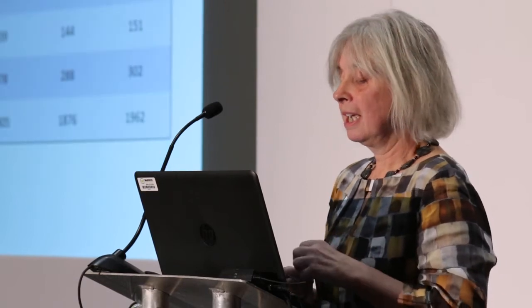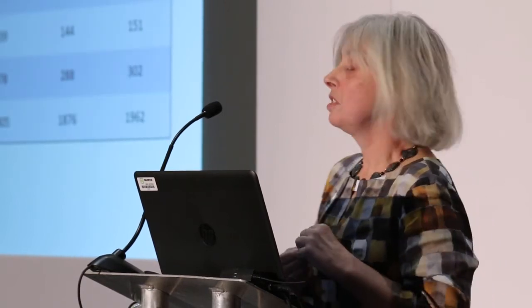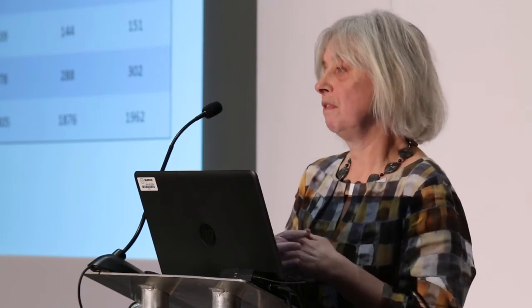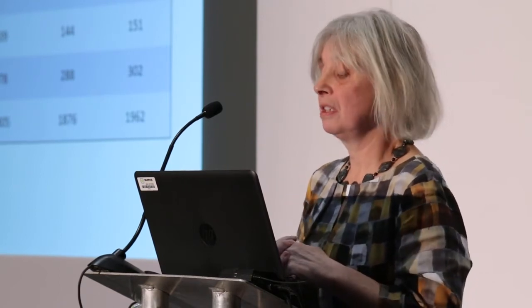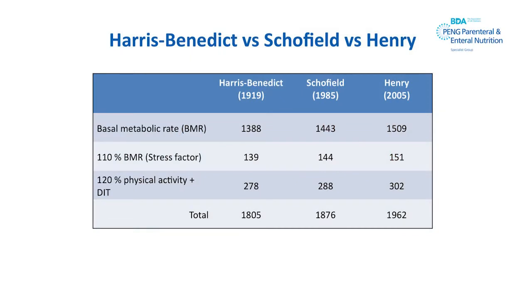Well, what I wanted to do with this bit was just compare what you would get if you used the Harris-Benedict equation, the Schofield equation, or the Henry equation as the basis for your estimate. So I've got basal metabolic rate calculated by each of those three methods. Then I've added a 10% stress factor, which you can argue with or not, but I'm not prepared to do that right this minute, and a 20% physical activity and DIT factor. So basically, it's 30% above BMR for each of those.